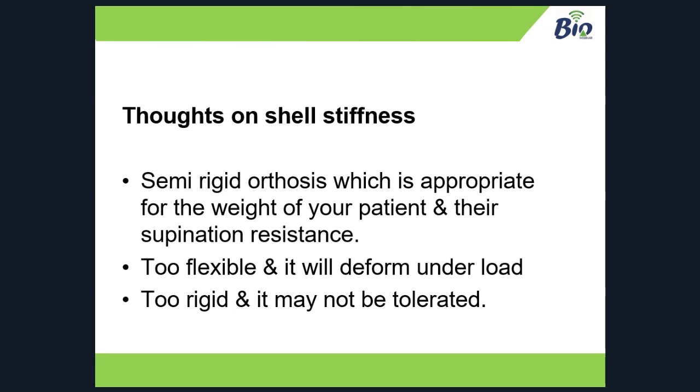So if you've got a very, very heavy patient and they excessively pronate, or they pronate with a lot of force or velocity or whatever term you want to give to it, if you give them a nice soft medium density EVA or a nice flexible material like Top Rail, it's going to deform very quickly under the load. Then on the flip side of that, you wouldn't give everyone a rigid orthosis because it may not be tolerated, especially if they've got limited range of motion in some of the joints in the foot. So lots of things to think about there.